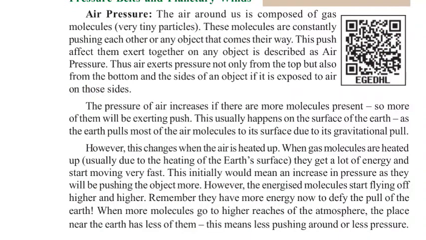What is air pressure? The air around us is composed of gas molecules, very thin particles. These molecules are constantly pushing each other or any object that comes their way. This push effect, which they exert together on any object, is described as air pressure. Thus, air exerts pressure not only from the top but also from the bottom and the sides of the earth.